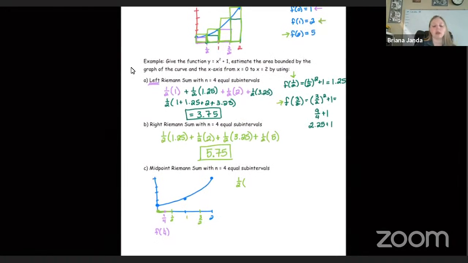And so now go grab your calculators. Go type that into my calculator. f of 1/4, we find out, is going to equal 1.0625. And we repeat that process. So then I go to my next one, which still has a base of 1/2, but the height comes from exactly halfway between 1/2 and 1, which would be 3/4. Those are the heights of our rectangles here. So now I'm going to evaluate f of 3/4. When I type that into my calculator, I get this ugly number, 1.5625.